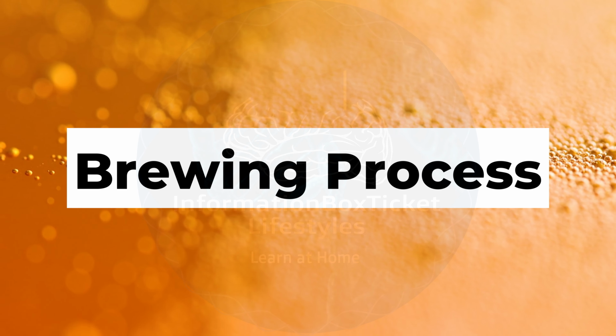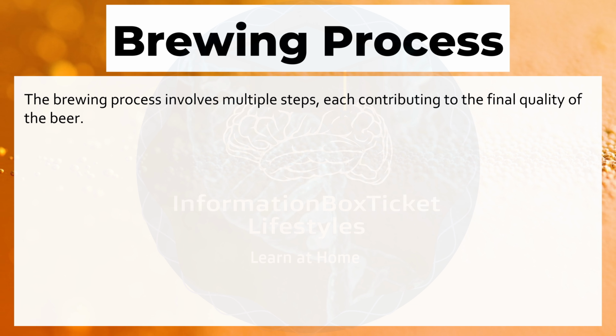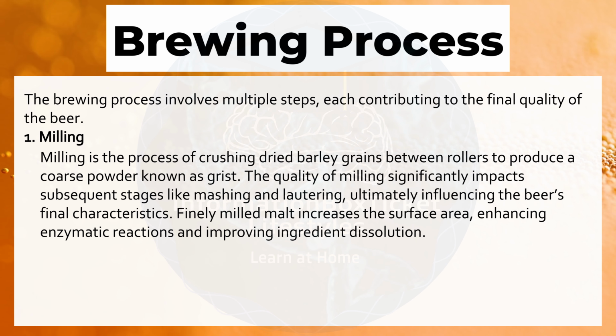Brewing process. The brewing process involves multiple steps, each contributing to the final quality of the beer. First, milling. Milling is the process of crushing dried barley grains between rollers to produce a coarse powder known as grist. The quality of milling significantly impacts subsequent stages like mashing and lautering, ultimately influencing the beer's final characteristics. Finely milled malt increases the surface area, enhancing enzymatic reactions and improving ingredient dissolution.